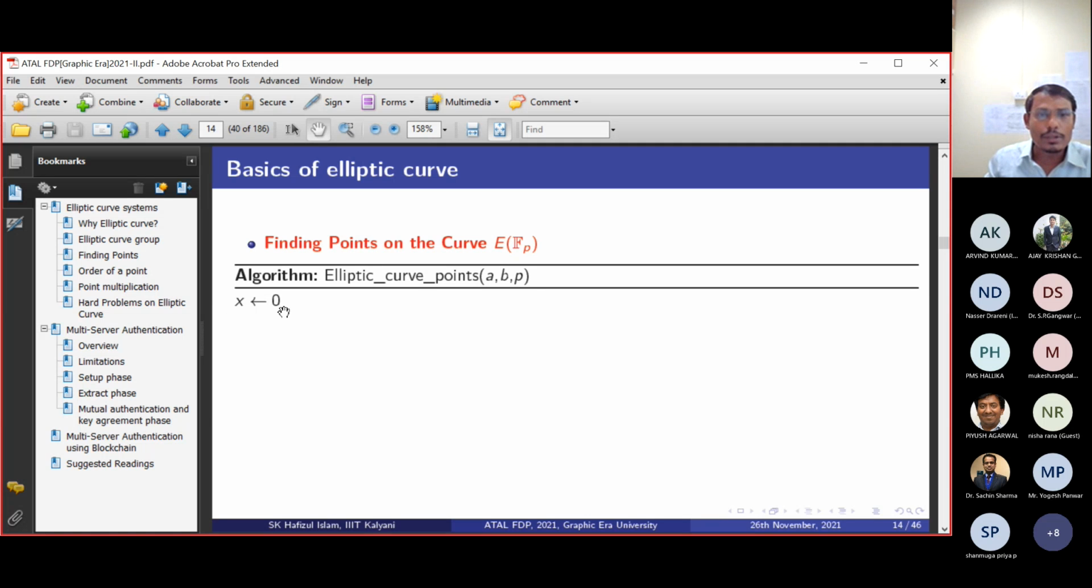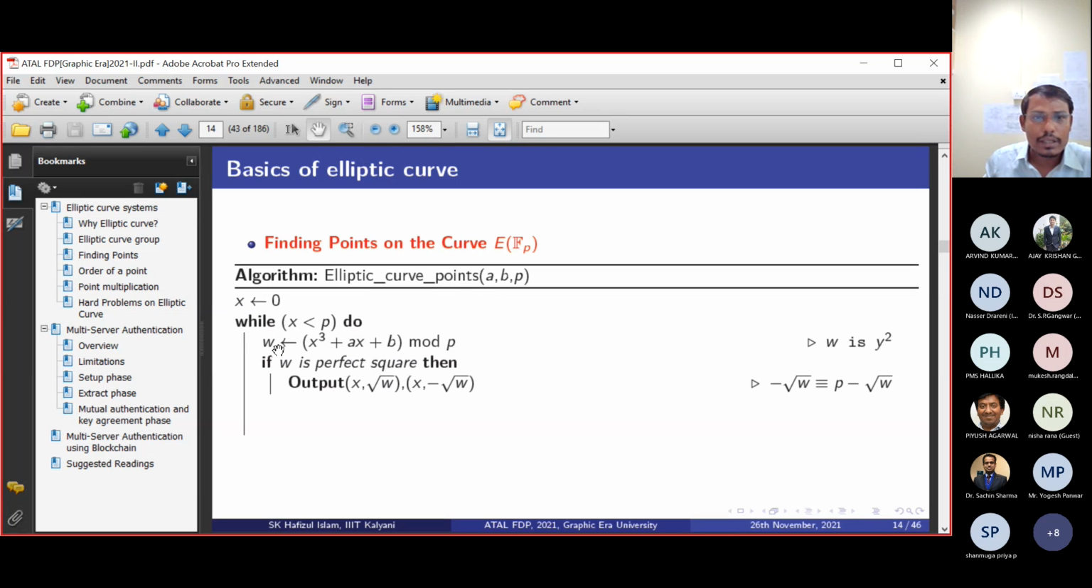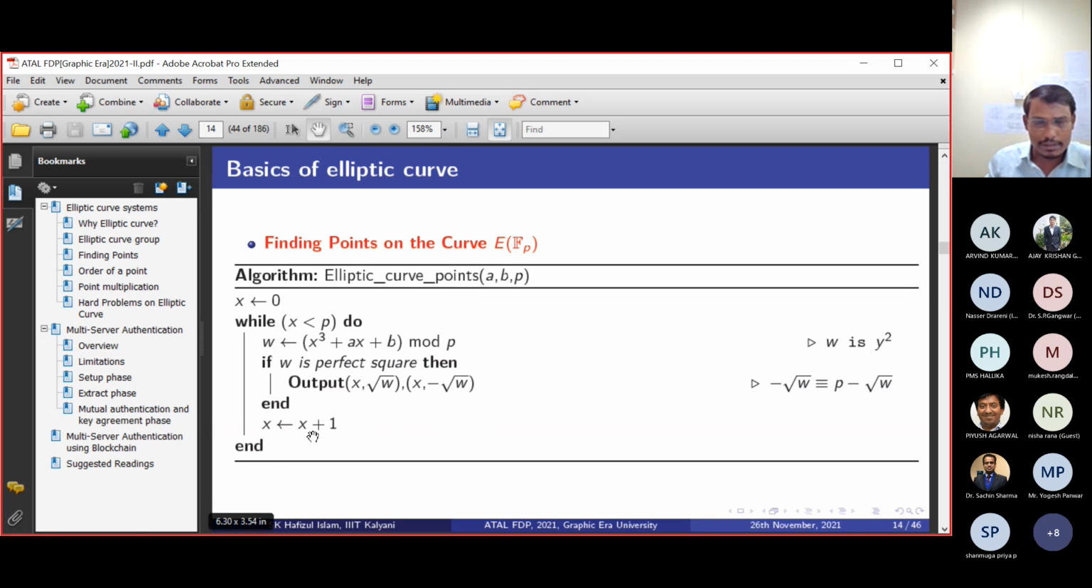So we take x equal to 0 and then we move up to p minus 1, so x less than p. We check the right-hand side to see if it is a perfect square. If yes, then we get the points x comma square root of w and minus square root of w. The minus square root of w means p minus square root of w. So we'll output these two points. And if not, then we'll go for the next point. Like that, we'll generate all the elliptic curve points. So this is a very simple algorithm.